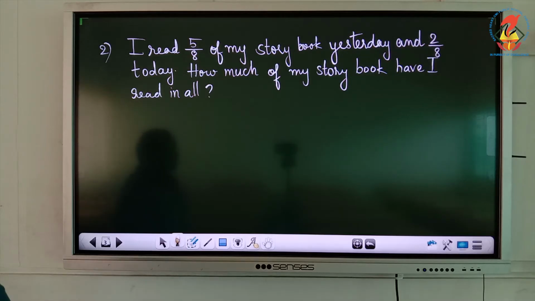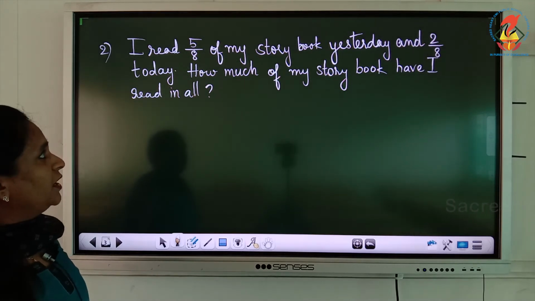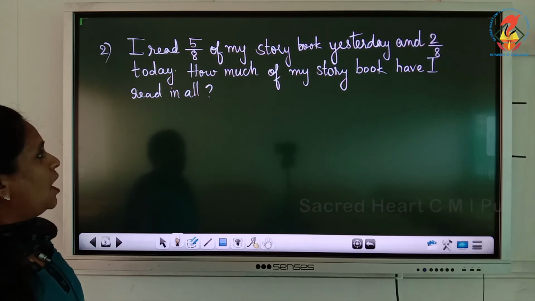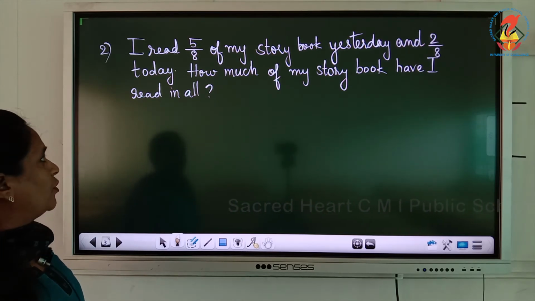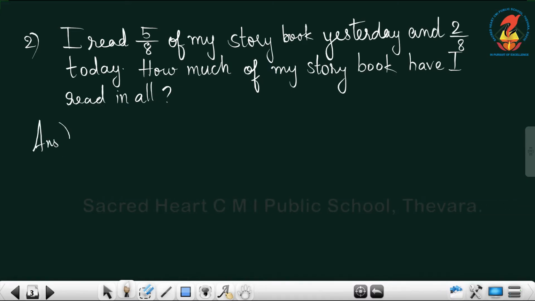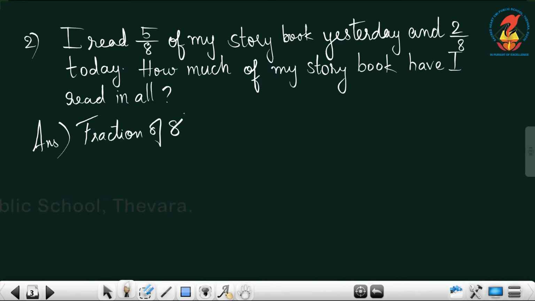Now, next question. I read 5/8 of my storybook yesterday and 2/8 today. How much of my storybook have I read in all? So, how are you going to write the statement? Yes, you write as fraction of storybook read yesterday.